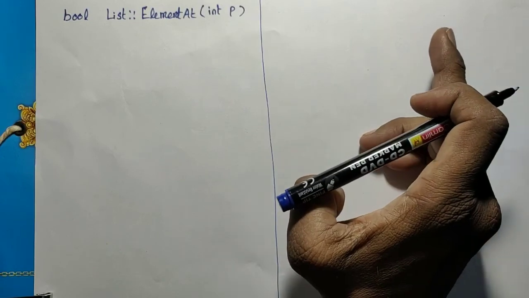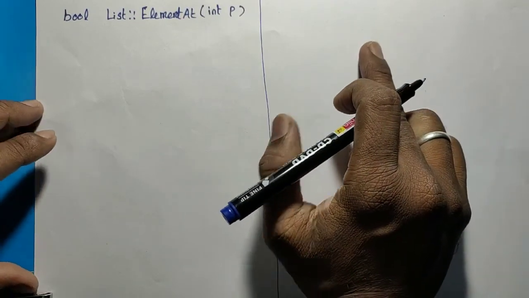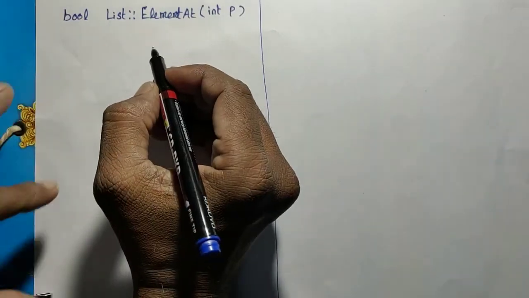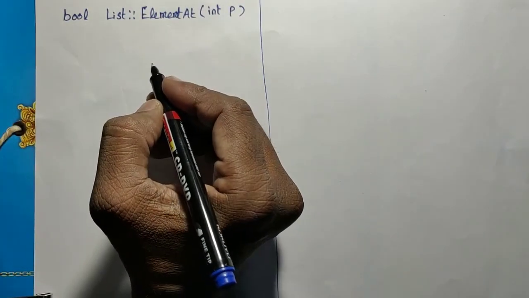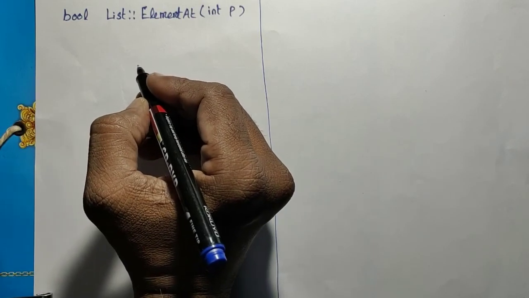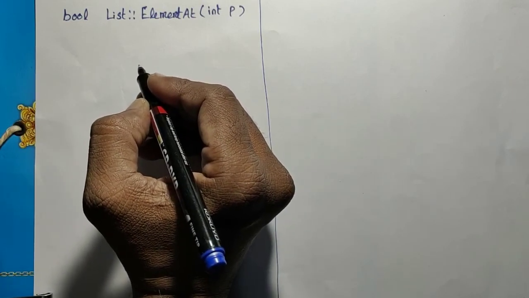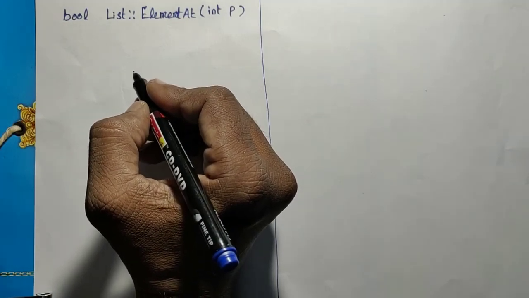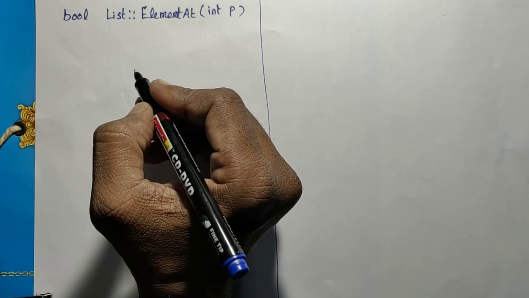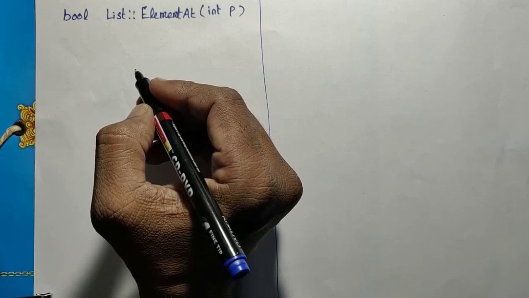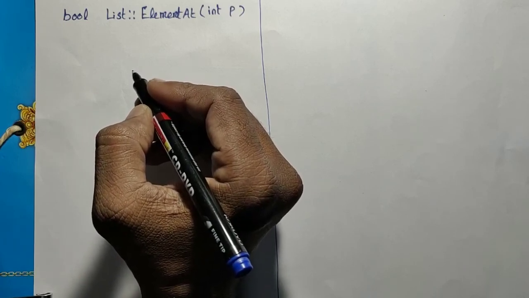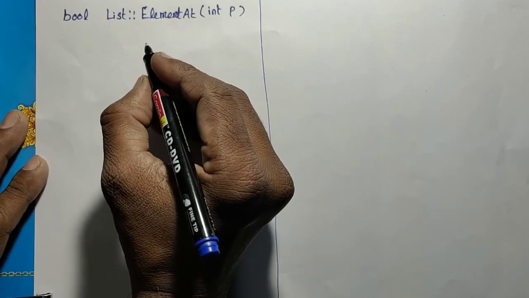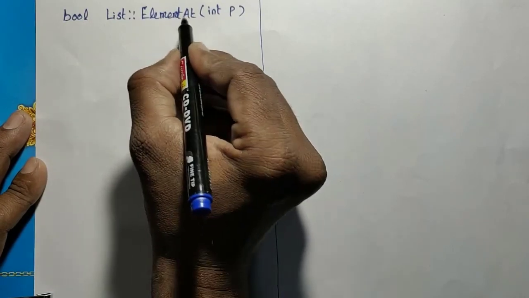In this session, I will discuss the remaining operations in the list. The next operation in the list is the element at. In an array, if we want an element, we can just call the array name a of I with the corresponding index. Similarly, if we store elements in a list and want a particular element from a particular position, we need to write a separate code to obtain it. For that we are going to write the code element at.